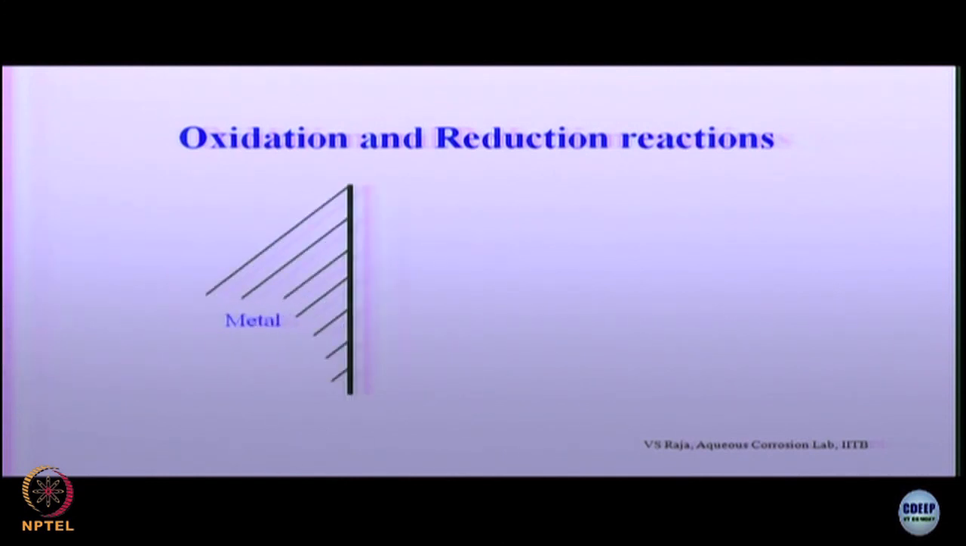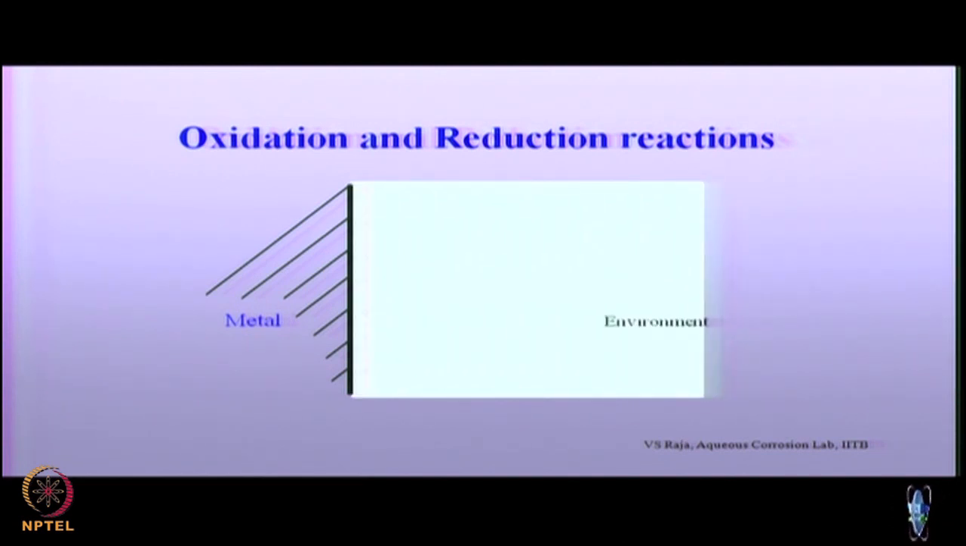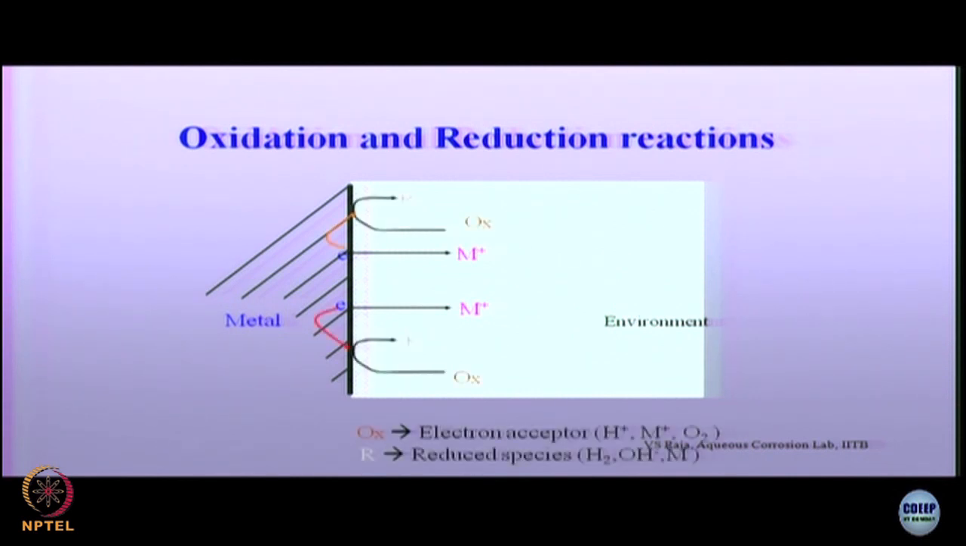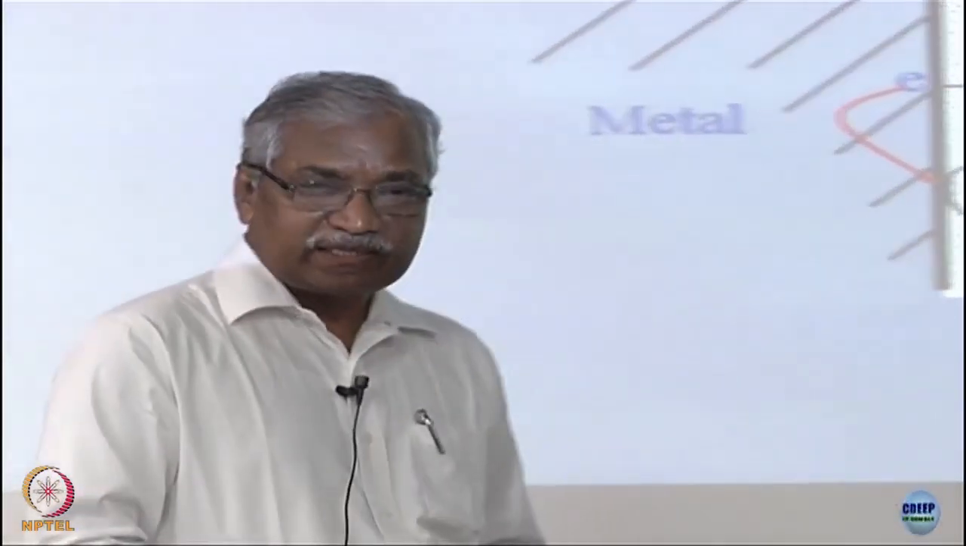Now, to summarize what you have seen so far, you have metal, it comes in contact with the environment. You have an oxidation of the metal taking place, releasing electrons on the surface, and from the environment you have a species that comes and accepts the electron and gets reduced, and these species can be H plus, metal ions, oxygen and so on. If you do not understand what these electron acceptor reduced species are, do not worry, the course is meant to make you understand. I am trying to tell you how the course is going to evolve, what we are going to address in understanding the corrosion process.